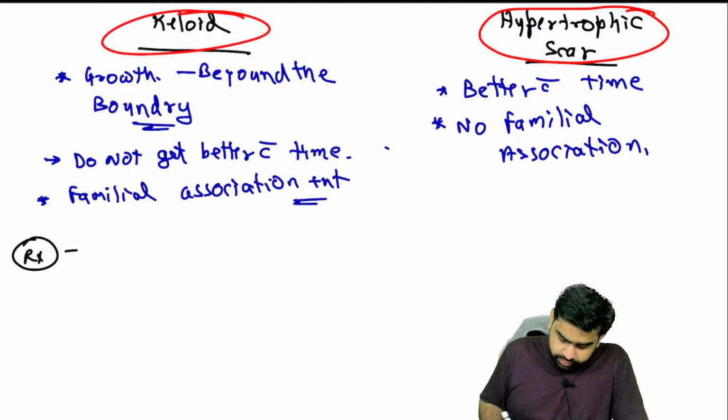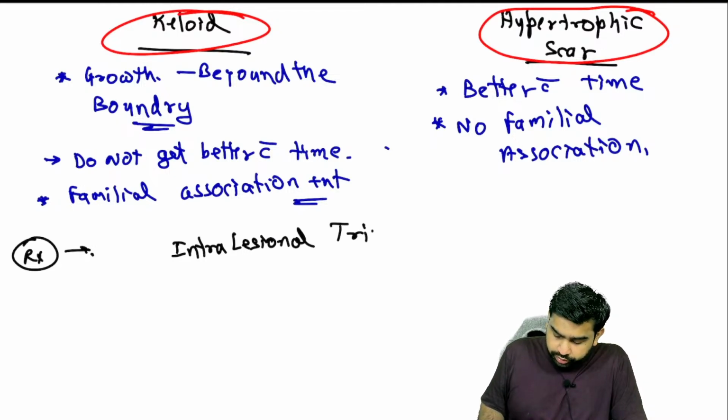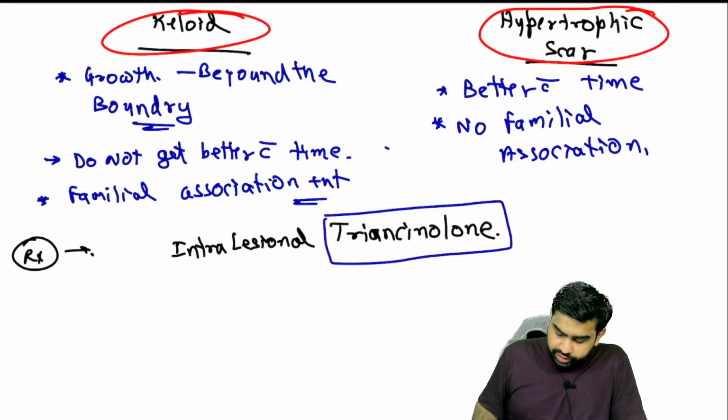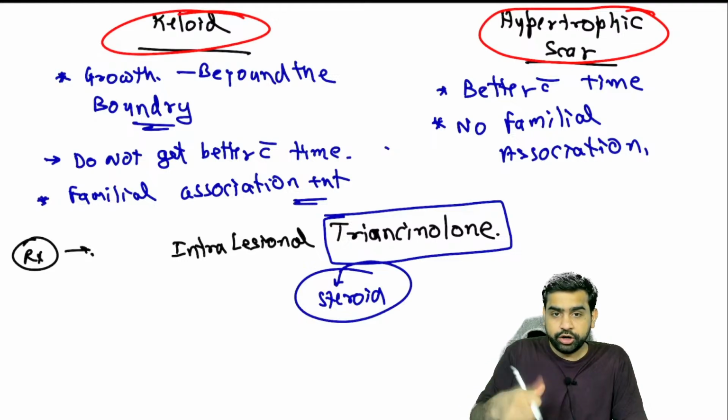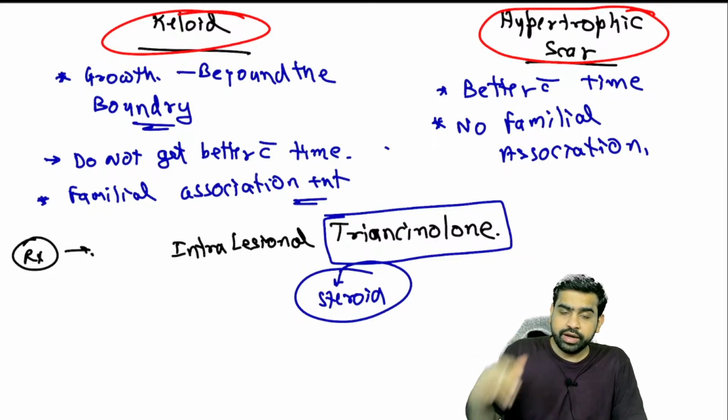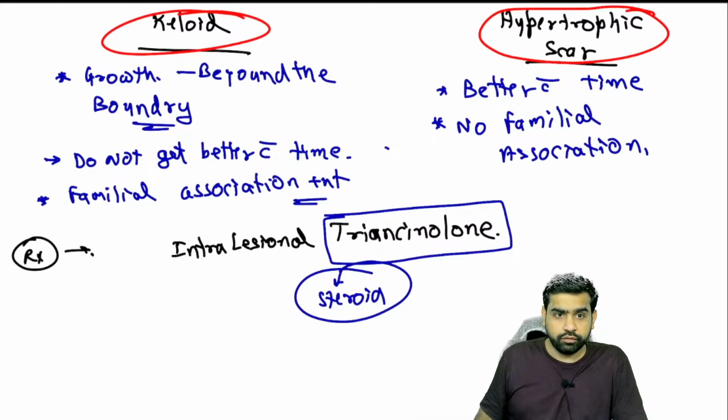For the management, there's not a well-defined approach, but what you primarily try is intralesional triamcinolone. What do you understand with this triamcinolone? Triamcinolone basically is a steroid. So you inject the steroid into this particular lesion. This is called an intralesional triamcinolone injection. You inject the steroid into that abnormality of the scar. Do you understand my point? So this is the primary treatment.